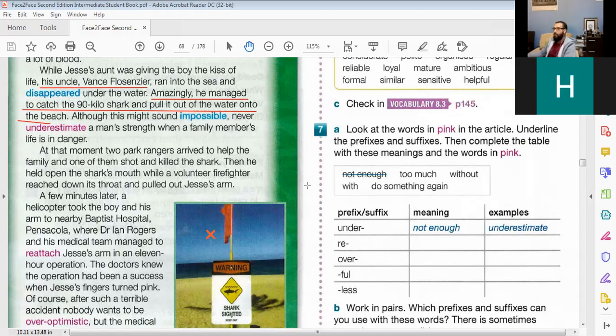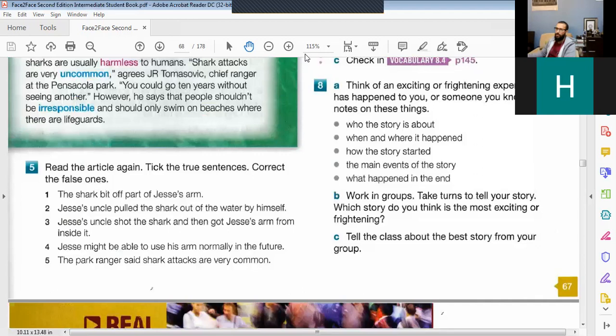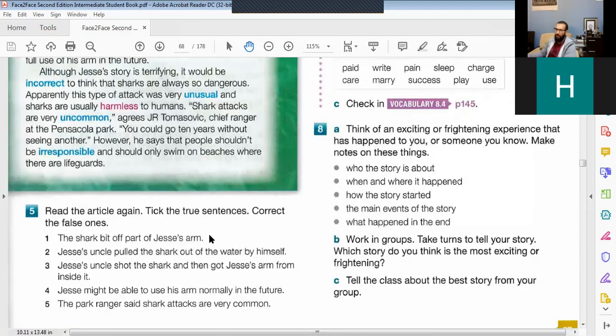So does this mean number two is true or false according to this information? Yeah, it's true. So this means number one is false, number two is true.